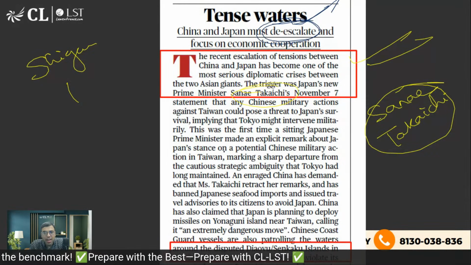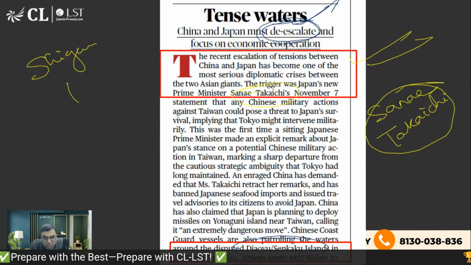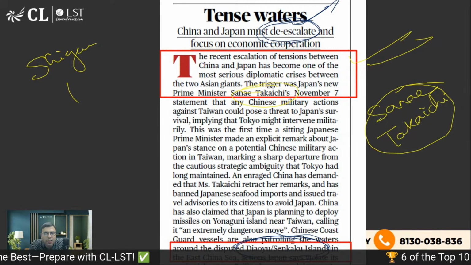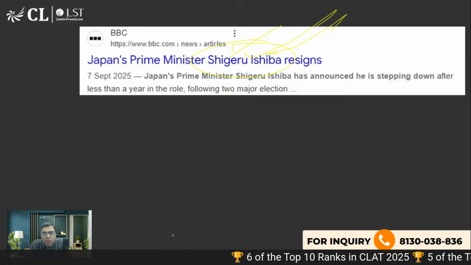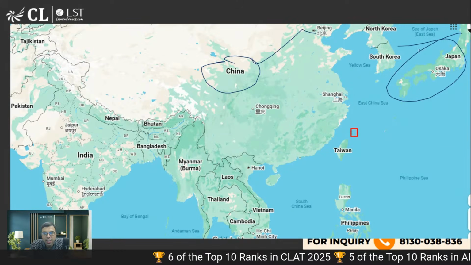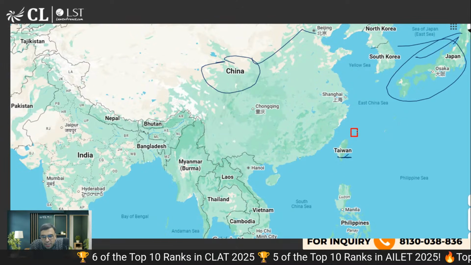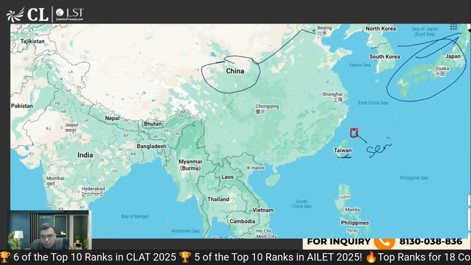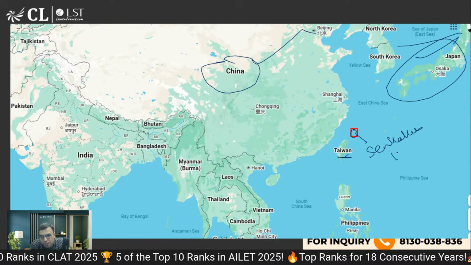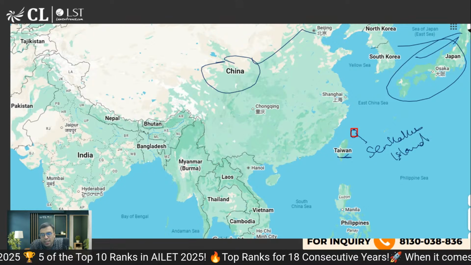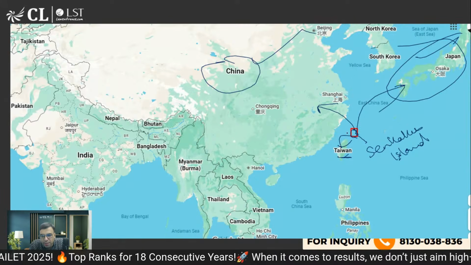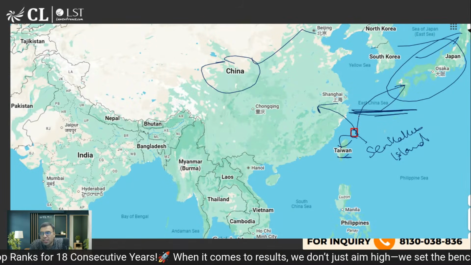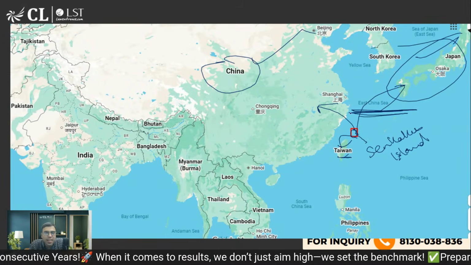And there's one more thing being talked about. This has sometimes been asked in exams. Diaoyu Island, or what we call Senkaku Island, in the East China Sea, is actually a dispute. So where exactly is it? This is China, this is Japan, here is Taiwan, this is Senkaku Island or Diaoyu Island. This island is a dispute between China, Taiwan, and Japan, and you will find it in the East China Sea. Why am I talking about it?